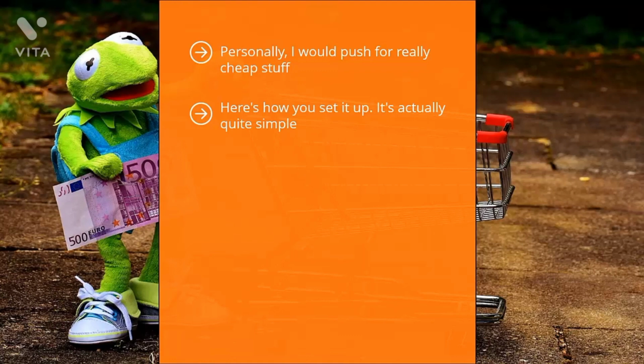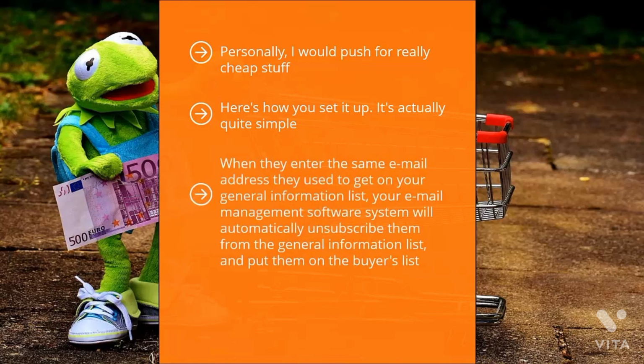When people click that link, they see a purchase button. When they purchase, they are actually taken first to an email sign-up page. When they enter the same email address they used to get on your general information list, your email management software system will automatically unsubscribe them from the general information list and put them on the buyer's list.